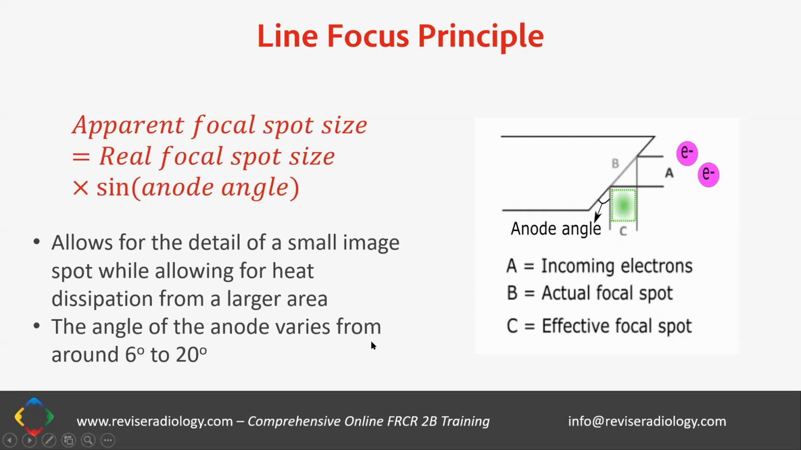But the anode angle is what we define as the angle between the X-ray beam and the face of the anode. So just repeating that again, the anode angle that we're looking at here is the angle between the direction of the produced X-rays and the face of the anode. The points here are just repeating what this is about. It allows for the detail of a small image spot while allowing for heat dissipation. And the angle of the anode normally varies from 6 degrees to 20 degrees. So let me just show you why that is.